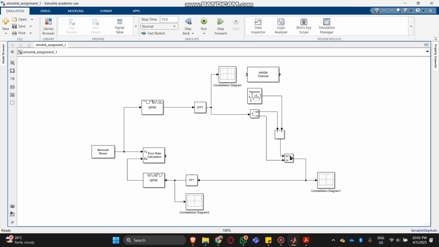Okay, signal visualization, where we use the constellation diagram. Next, we go to FFT and then QPSK again for the demodulation, then the group bits. Then we go to error rate calculation.